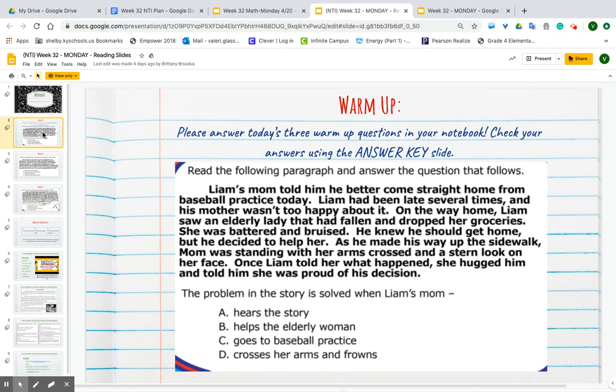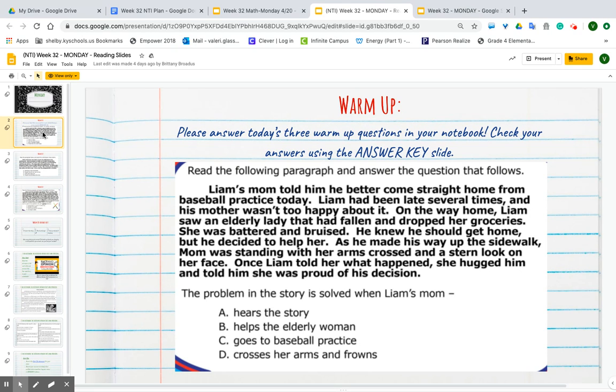Liam's mom told him he better come straight home from baseball practice today. Liam had been late several times, and his mother wasn't too happy about it. On the way home, Liam saw an elderly lady that had fallen and dropped her groceries. She was battered and bruised. He knew she should get home, but he decided to help her. As he made his way up the sidewalk, Mom was standing with her arms crossed and a stern look on her face. Once again, Liam told her what happened. She hugged him and told him she was proud of his decision.